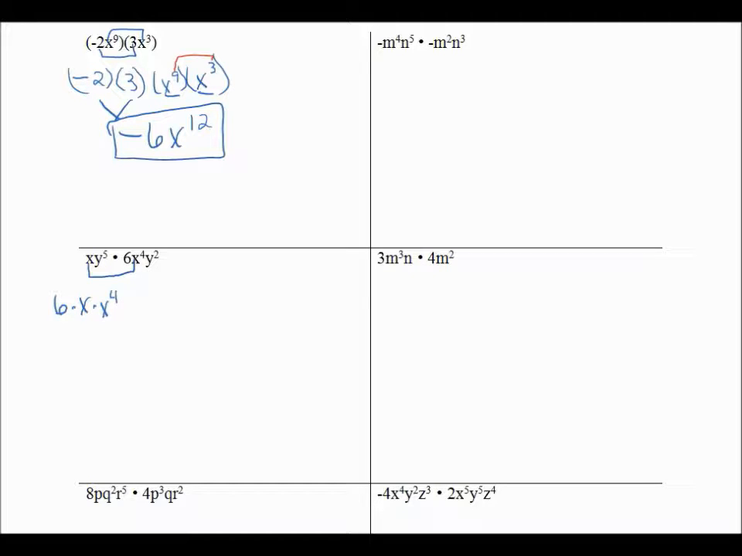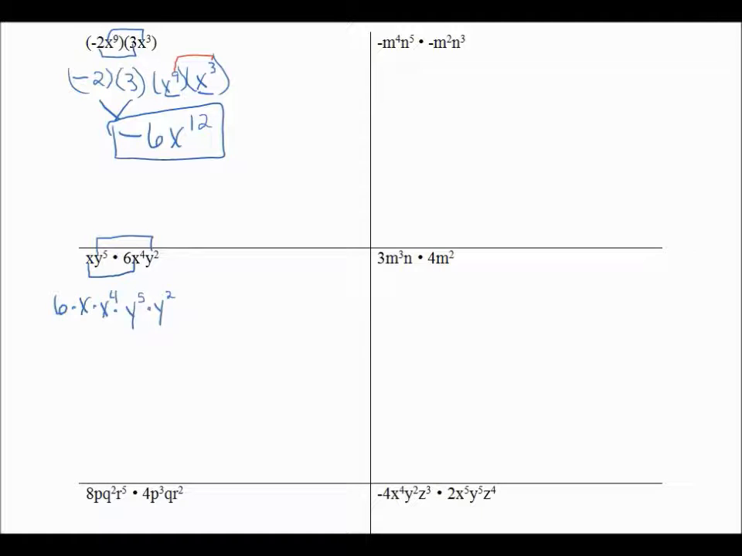Then I'll group my y terms together. I have y to the fifth times y to the second. So this becomes times y to the fifth times y to the second. Okay? So now I'm ready to simplify this, okay?